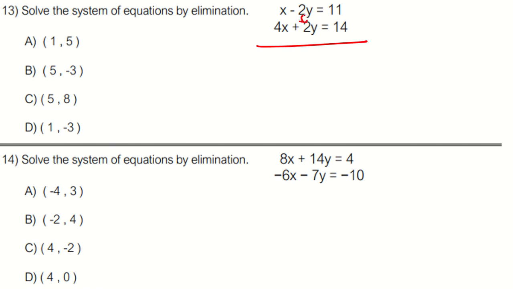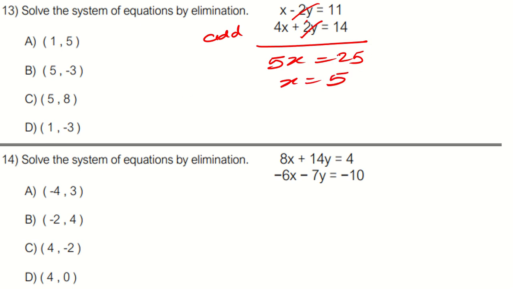Here is 2 and here is 2, and luckily they are of opposite sign. It is -2, it is +2. So what do you do here? You just add the equations. When you add them, -2y and +2y cancel. 4x plus x, 5x, is equal to 11 plus 14, 25. So x is equal to 5.